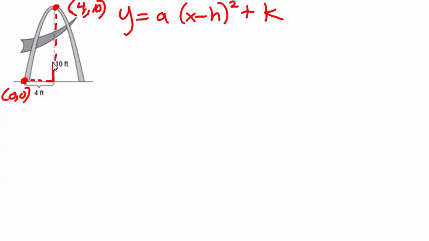So since we know the vertex is (4, 10), we can plug 4 in for h in our equation and 10 in for k in our equation. The only thing we really need left to do is to figure out what a is. And that is admittedly the trickiest part.